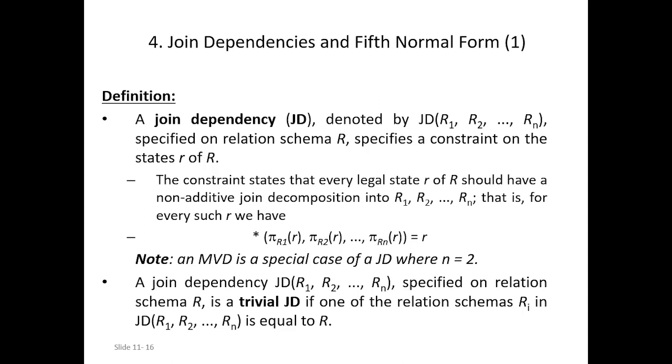An MVD is a special case of a join dependency where n is equal to 2. So when n is equal to 2, the join dependency is known as a multivalued dependency. That is, we are decomposing into two relations only in the case of a multivalued dependency. But in the case of a join dependency, we will be able to decompose into n relation schemas.